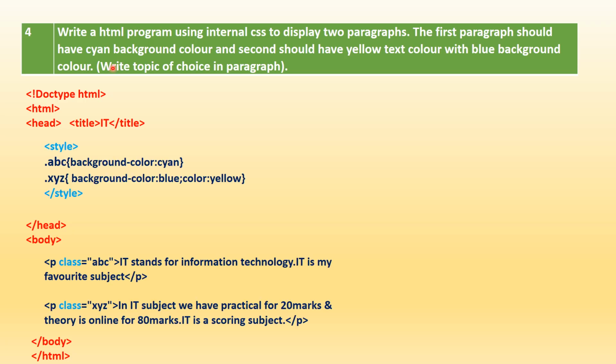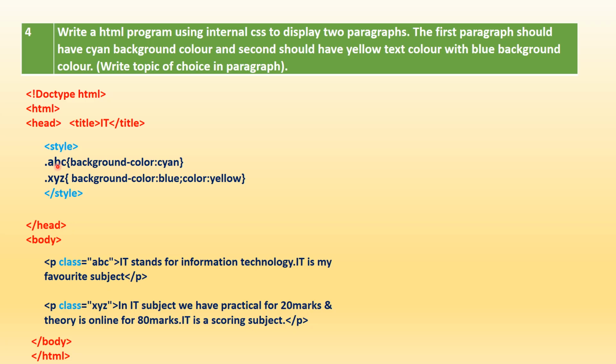For that reason, we cannot use P as a selector. Instead, we are going to use a class selector. So how will you use a class selector? It is written inside the style tag, which is inside the head section of the HTML. The class selector starts with a dot or period or a full stop, followed by a name. It cannot start with a number.